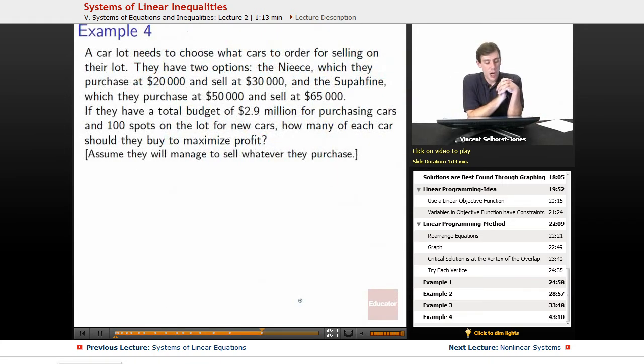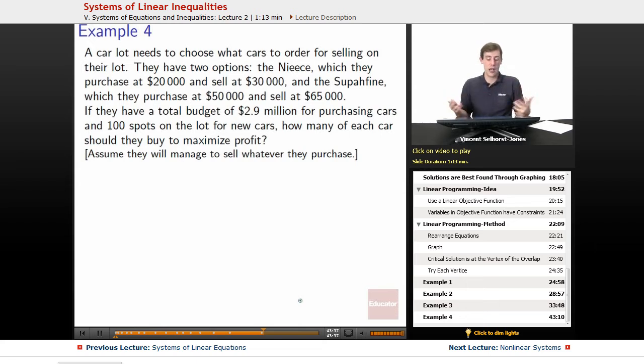Final example. A car lot needs to choose what cars to order for selling on their lot. They've got two options: the nice, which they purchase at $20,000 and sell at $30,000, and the superfine, which they purchase at $50,000 and sell at $65,000. If they have a total budget of $2.9 million for purchasing cars and 100 spots on the lot for new cars, how many of each car should they buy to maximize profit?